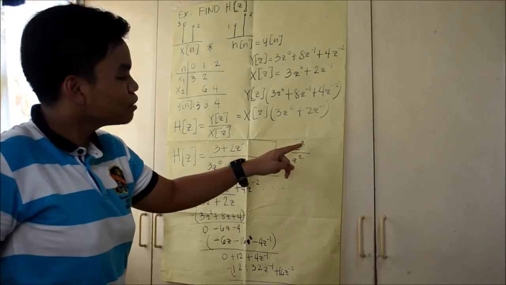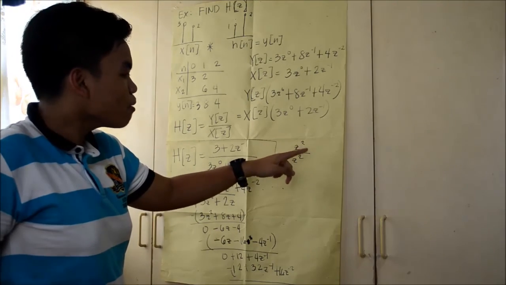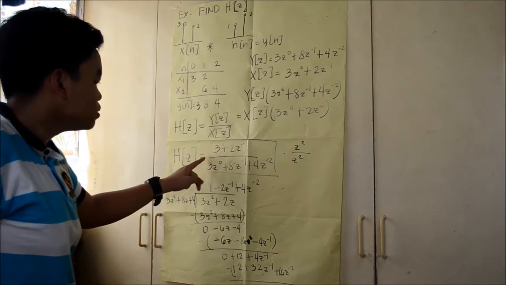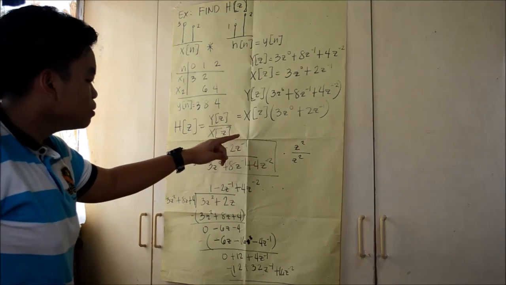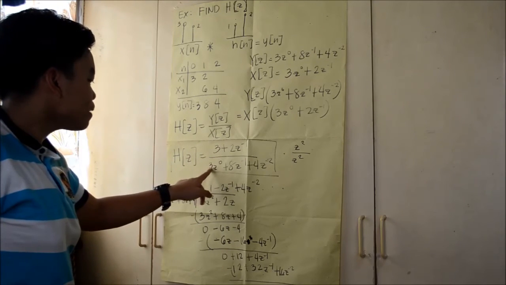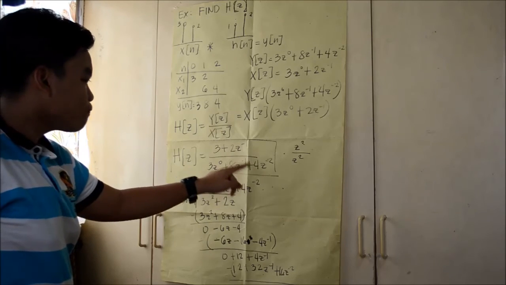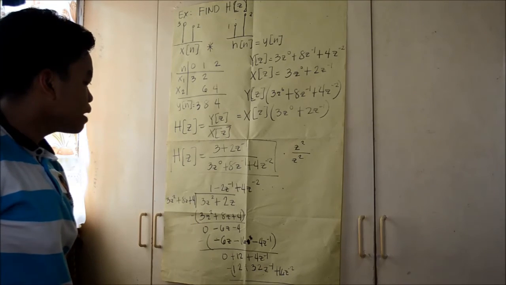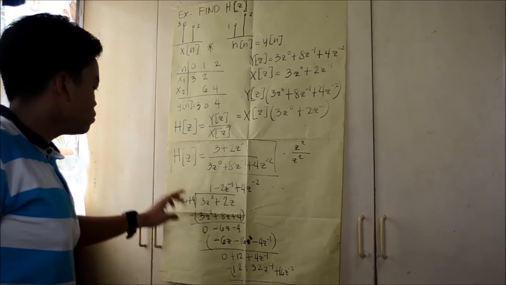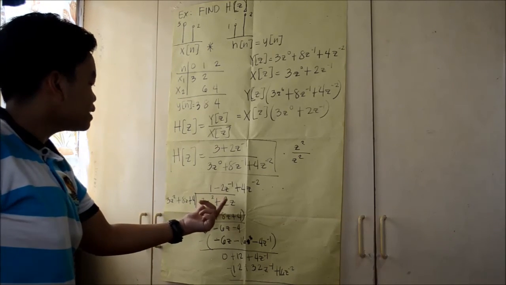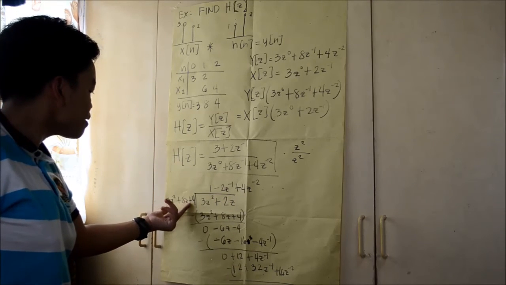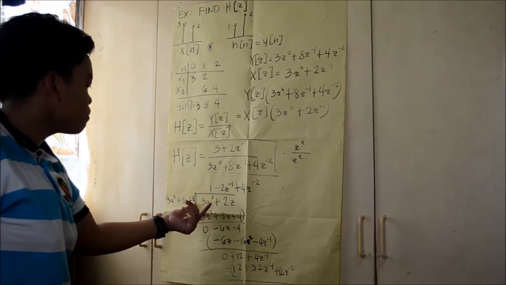So times z to the 2, or z squared over z squared. Then this will become 3z squared plus 2z over 3z squared plus 8z plus 4. Then after that, we will be using long division here. So 3z squared plus 2z divided by 3z squared plus 8z plus 4.